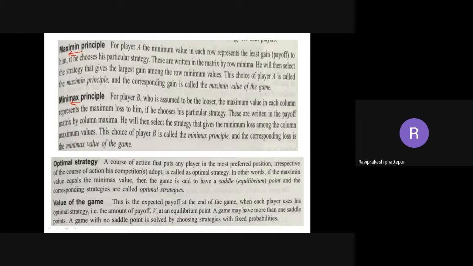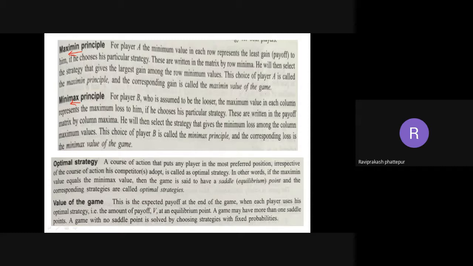I will not explain much about this. The only thing is, minimax and maximin you already know now. From right to left, you'll get the maximum of the minimum: first find the minimum, then out of that, the maximum. So that is maximin. Then the other one, minimax: find all the maximum values, then choose the minimum value of all those maximums. So that is minimax.